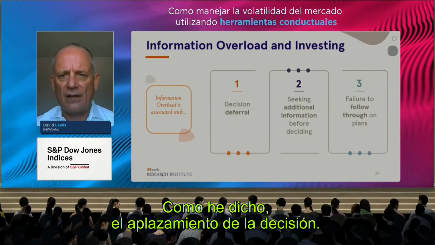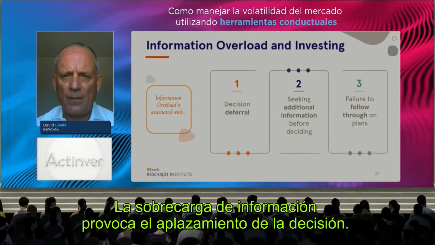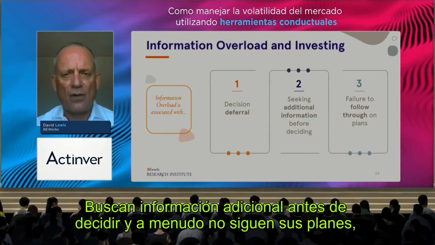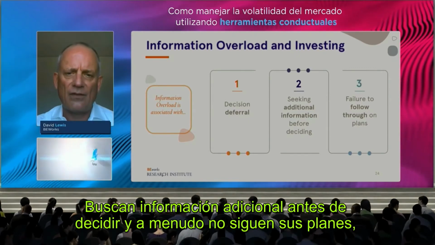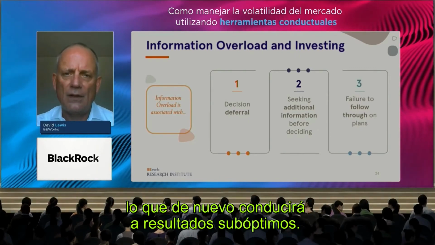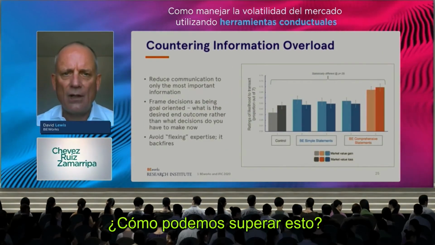What does it do? As I said, decision deferral. Information overload causes decision deferral. They seek additional information before deciding, and they often fail to follow through on their plans, which again will lead to suboptimal outcomes. How can we overcome this?